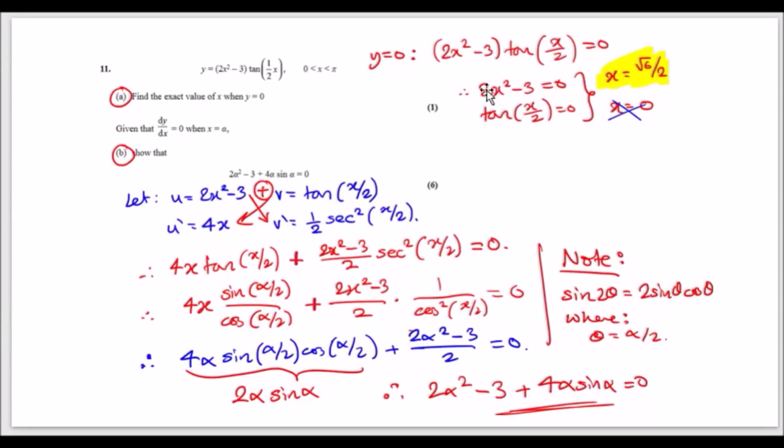For the first one, just make x the subject, so plus 3 divided by 2, square root, you get root 6 over 2. To check if it's between the interval 0 and pi, well, it is, because root 6 over 2 is less than pi and more than 0, so that checks out. And that was the only answer because it says exact value, so it's not plural.